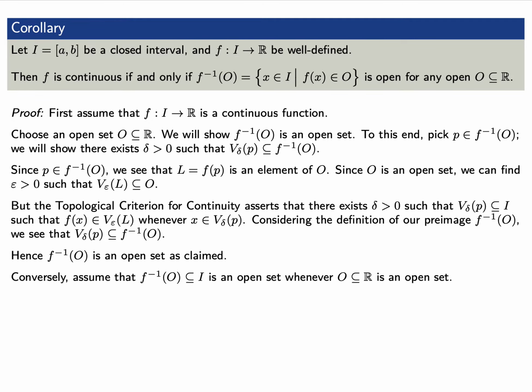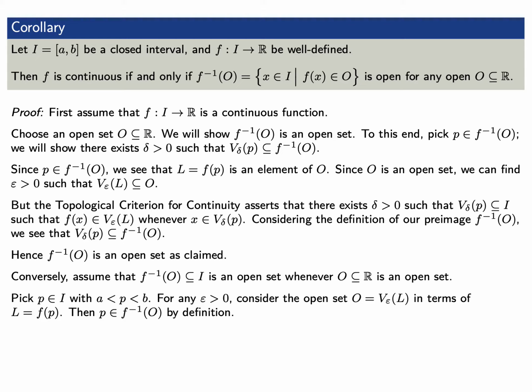Conversely, let's assume that f^{-1}(O) is an open set whenever O is an open set. We're going to prove that our function f is continuous. Let's pick a point P in our closed interval between A and B. For any positive epsilon, we'll define an open set O to be V_epsilon(L), where L is f(P). Then by definition, P is an element of f^{-1}(O).